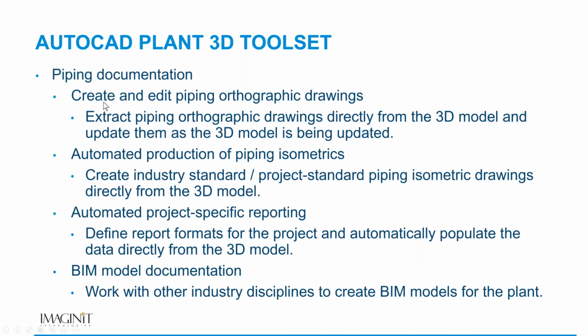Right, and with your piping documentation, you can create and edit piping orthographic drawings. You can extract all of the piping as an orthographic drawing directly from the 3D model and update them as the 3D model is being updated. If you guys do piping isometrics, you've got automated production of that. It's got industry standard, project standard piping isometric drawings, again, directly from the 3D model, so you only have to do it once. You don't have to redraw them over and over again.